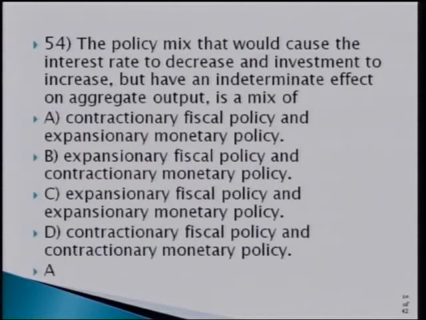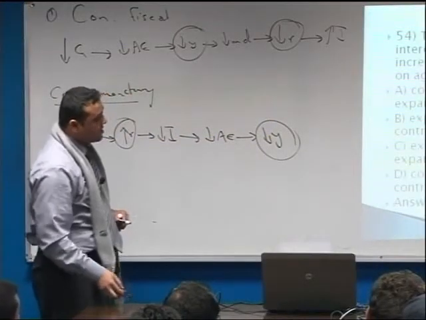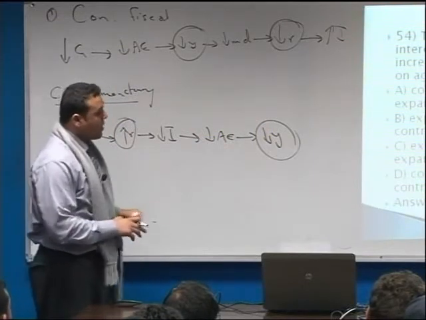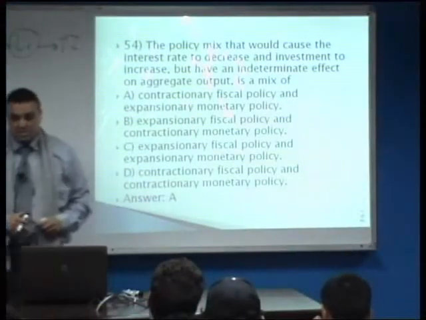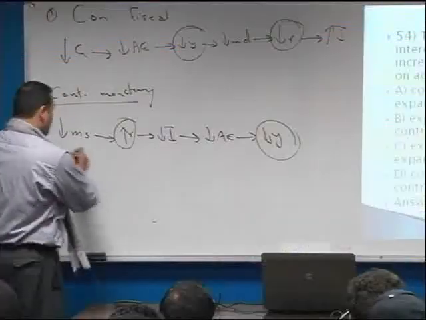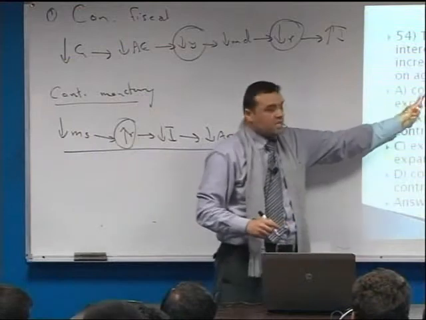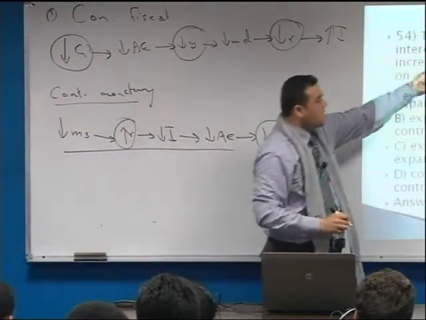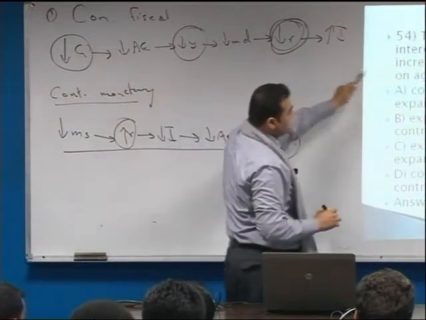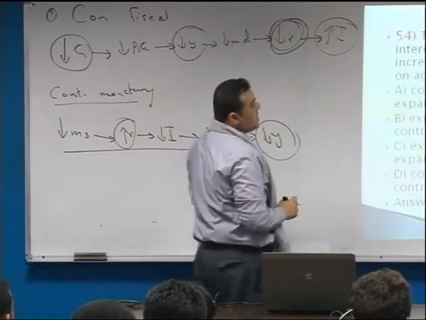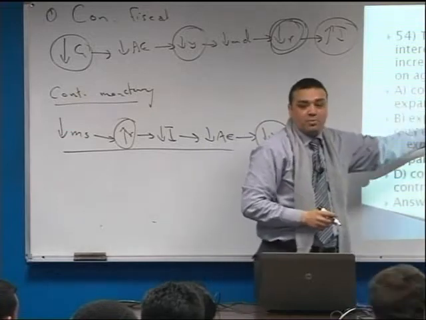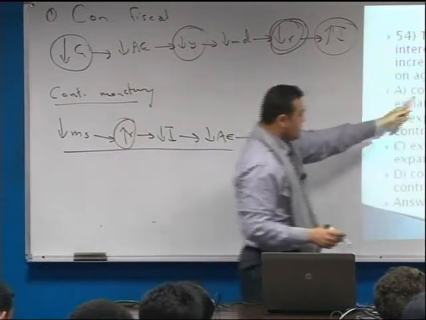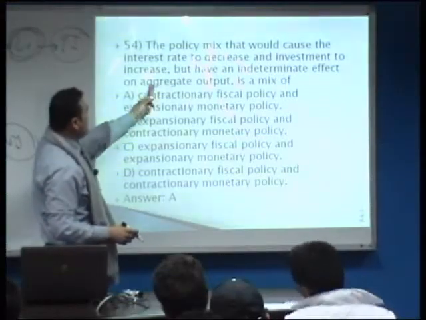Let's see. The policy mix that would cause the interest rate to decrease and investment to increase. You need time, but we have the answers here, so let's try contractionary fiscal. It was solved above. Contractionary fiscal policy means decreasing government spending. The question says it would cause the interest rate to decrease and the planned investment to increase, but have an indeterminate effect on the aggregate output.